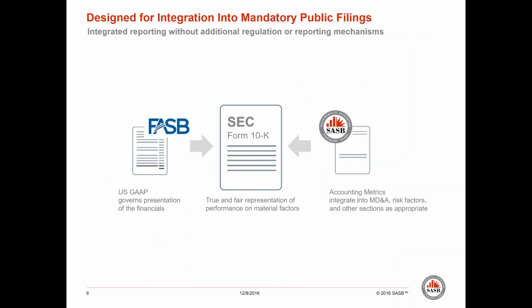As I mentioned, these are designed for inclusion in the mandatory public filings in the United States, the 10K, 20F, and 40F for international and Canadian filers, and really in the MD&A section of those documents with robust discussion and analysis around the standards and metrics themselves to allow for deeper understanding of the context in which that information is being delivered.